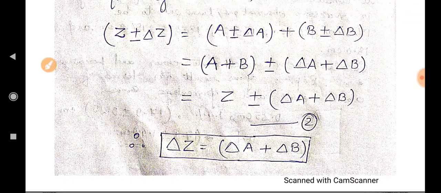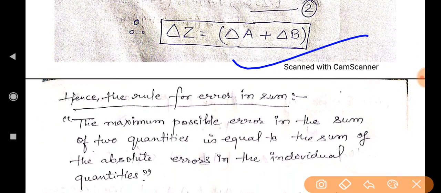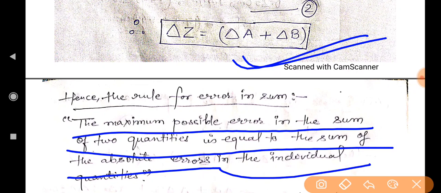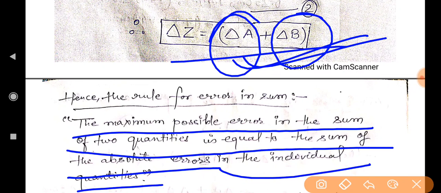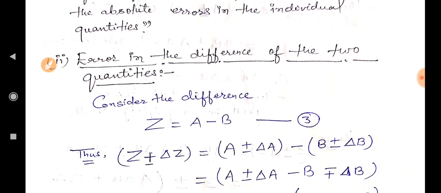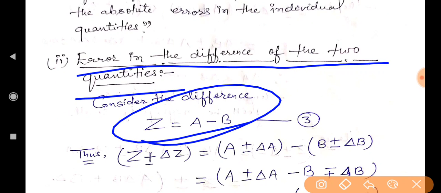So the maximum permissible error in the sum of two quantities is given by the sum of their absolute errors. So the rule is: the maximum possible error in the sum of two quantities is equal to the sum of the absolute errors of the individual quantities. Add the errors of the individual quantities directly, their positive values to be summed up. Always remember.